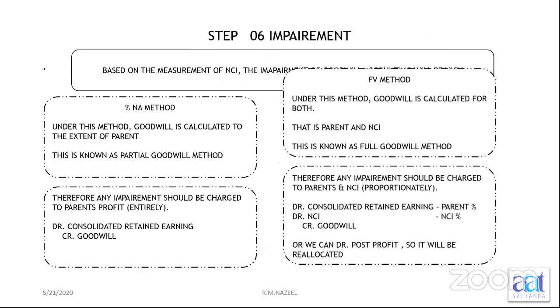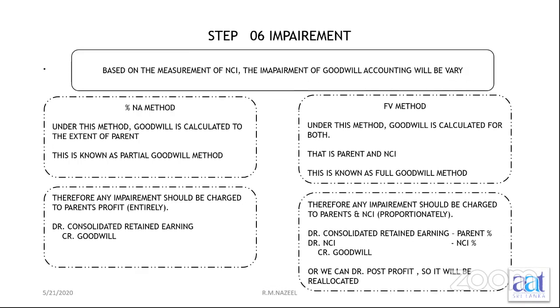But if it is the fair value method, under this method goodwill is calculated for both. So you need to prorate it 70-30, 80-20, 90-10, 60-40, like that. You need to prorate the loss. Why? Both parties have a loss, right? Therefore, the impairment should be charged to the parent and NCI proportionately. What do you do? Debit consolidated retained earnings for the parent portion, debit NCI for the NCI portion, and credit the goodwill. The first method is parent goodwill, impairment for the parent. This is parent and NCI, loss for both, prorated.